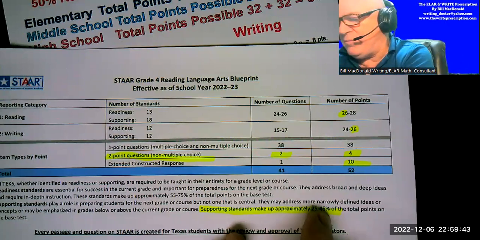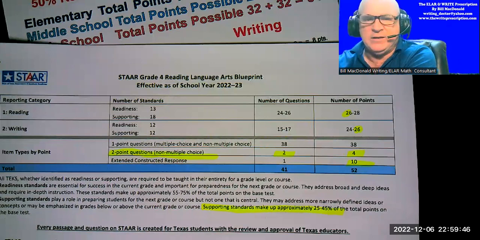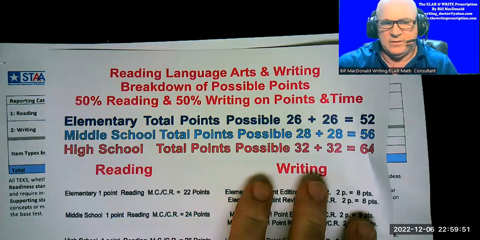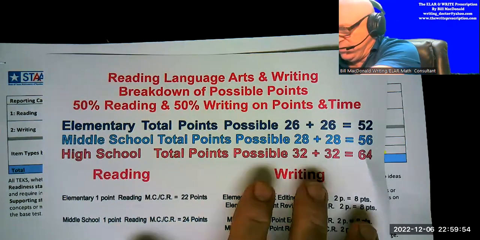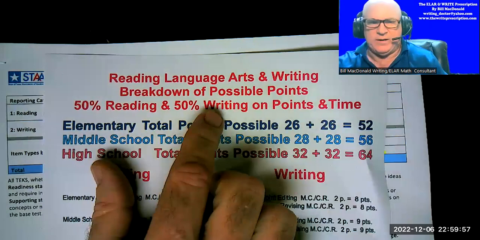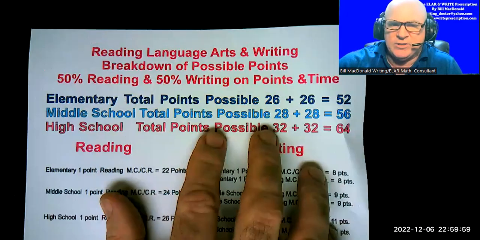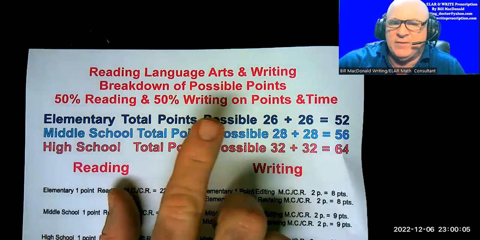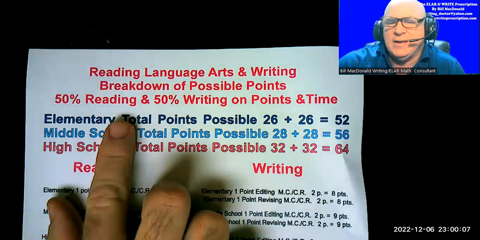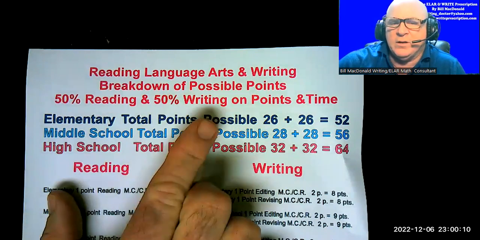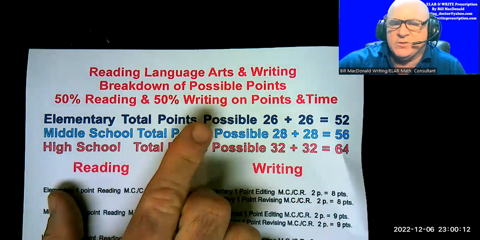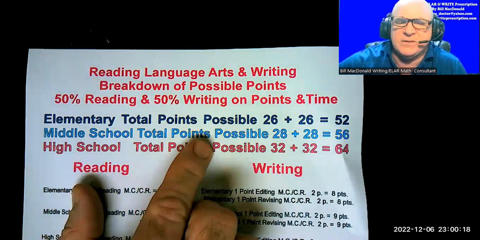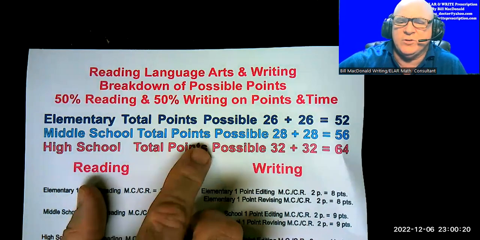So this is what I made, and I'll be willing to send it all to you, based on translating these three blueprints into a plain mathematical breakdown for you. So the reading, language arts, and writing breakdown of possible points, as we saw, was 50% reading and 50% writing on points and your time, because in elementary it was 26 and 26 for a total of 52, middle school 28 and 28 for a total of 56, and high school was 32 and 32 for a total of 64.